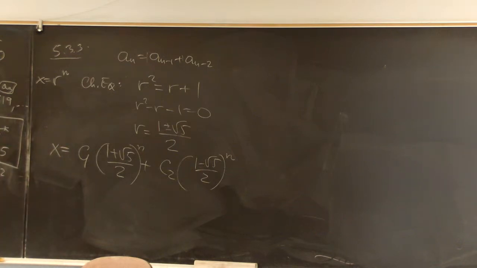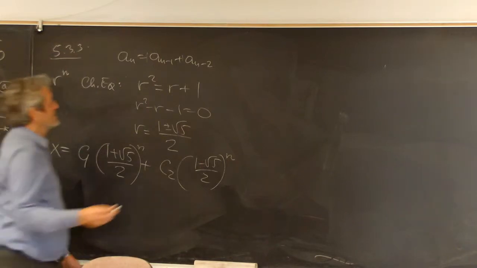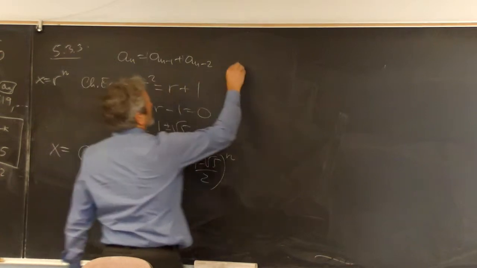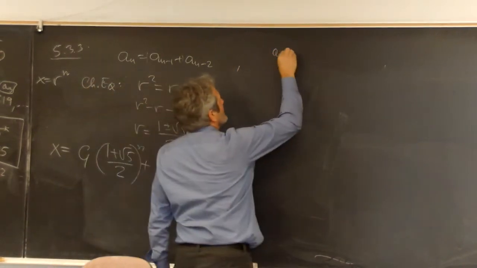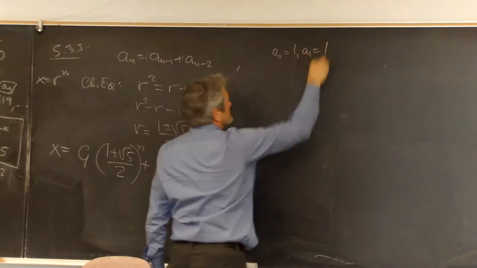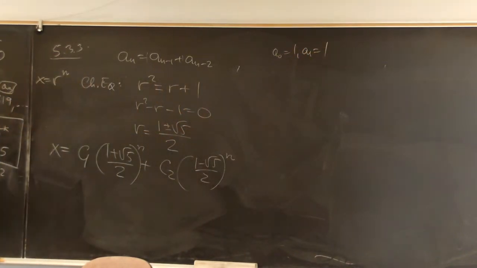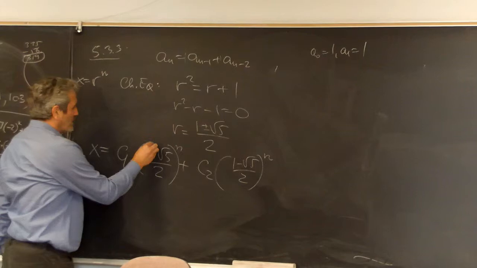Now does that match 1 and 1? Exactly. But you don't want just any solution. You want the one where a_0 is 1 and a_1 is 1. Okay? And then what? These numbers are very unpleasant to write. So I'll call them alpha and beta.